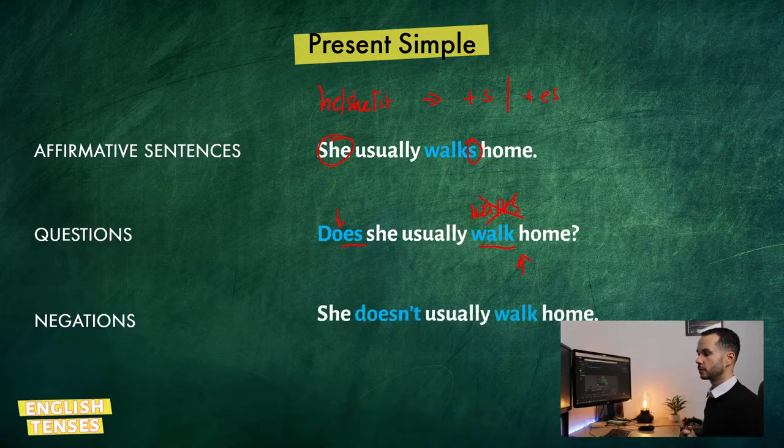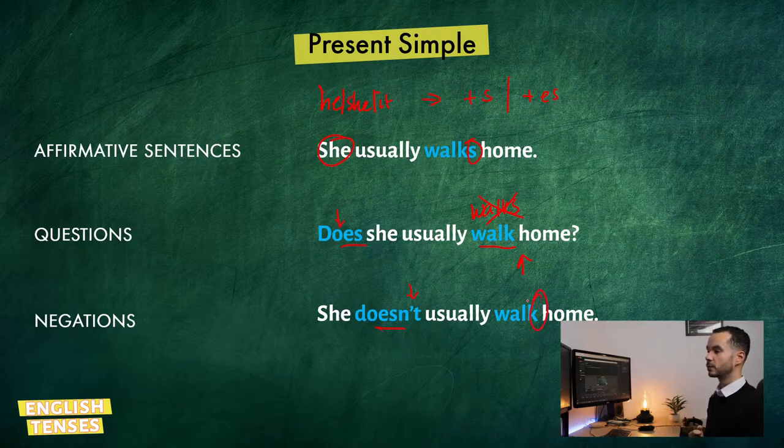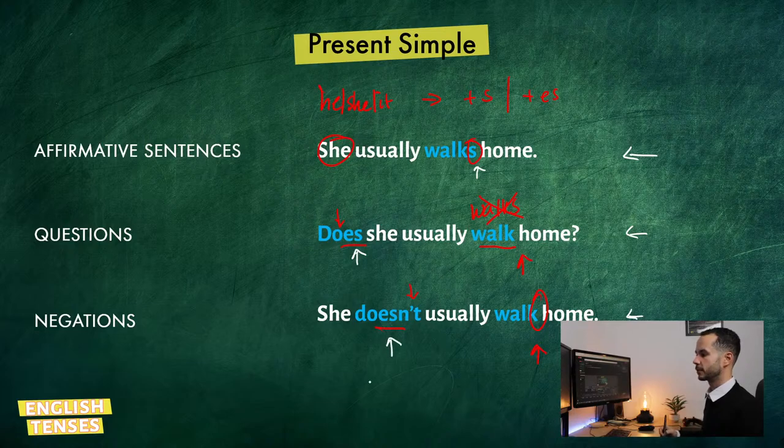If you look at negations, we see the same as happens with the questions. We get does and we add not, and we don't have extra S when we talk about the main verb. So she doesn't usually walk instead of she doesn't usually walks. So walk, no extra S here. So what is important? Well, that we get extra S for he, she, it. And this only happens at the main verb in affirmative sentences. And for questions and negations, it happens in the auxiliary verb. So does and doesn't.